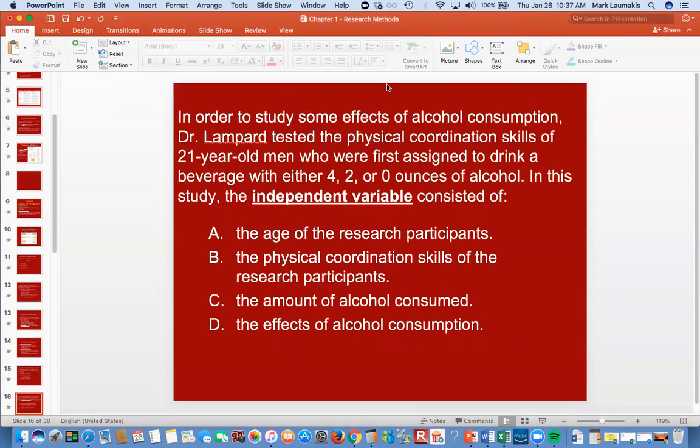So how about this one? In order to study some effects of alcohol consumption, Dr. Lampard tested the physical coordination skills of 21-year-old men who were first assigned to drink a beverage with either 4, 2, or 0 ounces of alcohol. In this study, the independent variable was what? What was the independent variable?